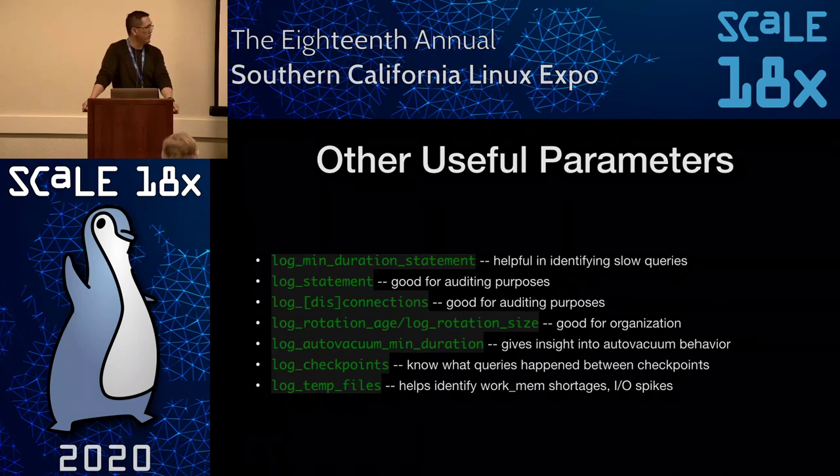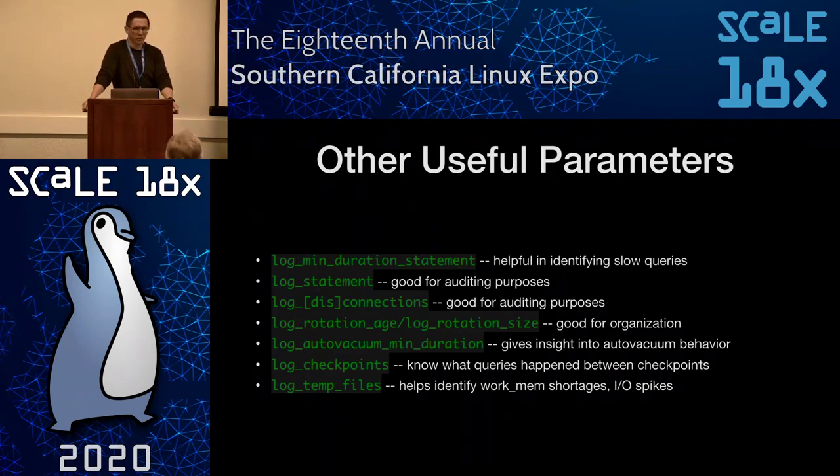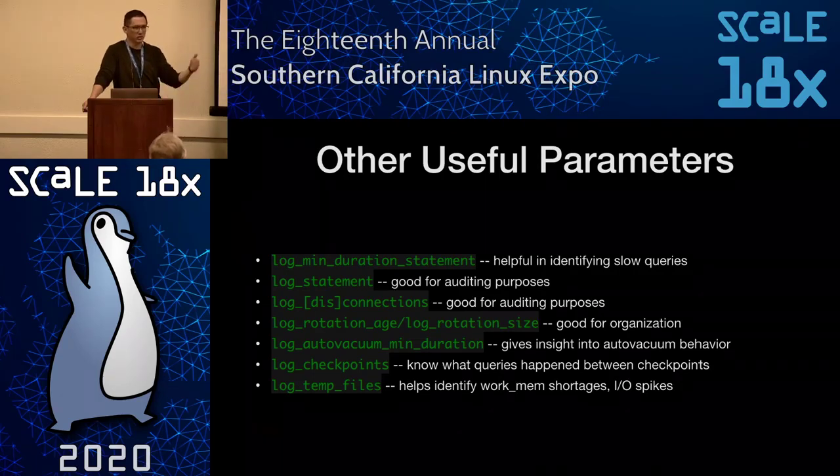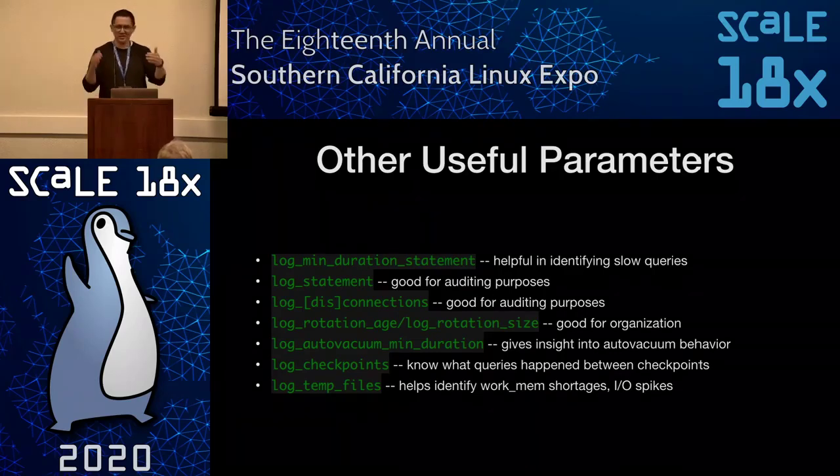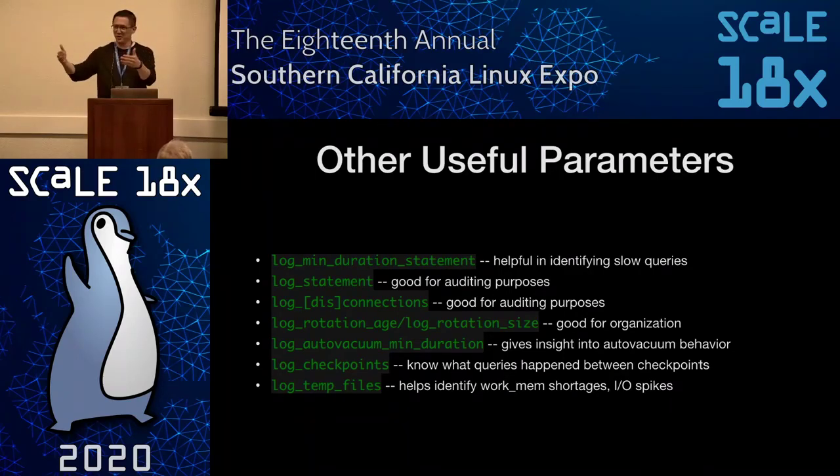Log autovacuum min duration. That's actually very useful if you've got strange autovacuum behavior going on. So having that, it prints out some statistics of what it vacuumed, how many pages were reclaimed, and stuff like that. Log checkpoints. That's useful too. If you have I/O spikes and you're wondering why you're having I/O spikes, and you turn on log checkpoints and you realize the checkpoints line up with the I/O spikes, well, there you go. It's because of your checkpoints. Okay. Log temp files. This will help you identify any work_mem issues, that you didn't allocate work_mem enough or something like that. Okay.